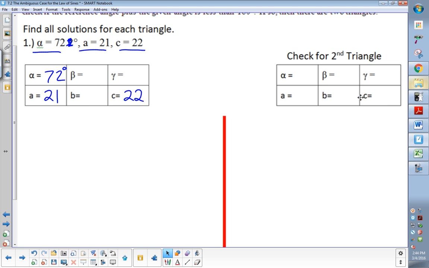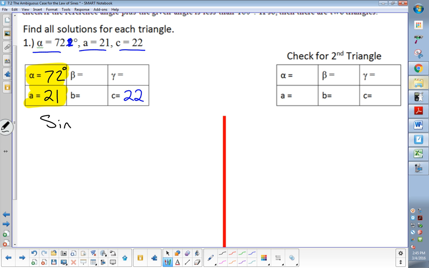So, given that that's 72 degrees, 21, and 22, we've got these things set up. This sets up really nice for a law of sines problem. Do I have a power couple? What two things do I know across from each other? 72 and 21. I know A and alpha, those two things go together. So with that information right there, I can set up a law of sines problem.